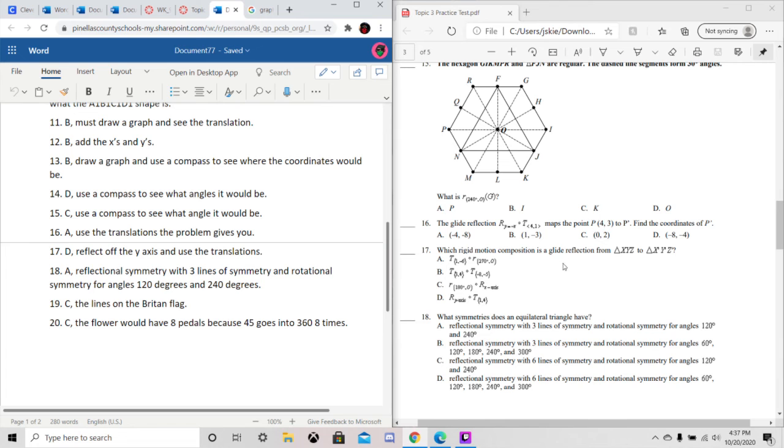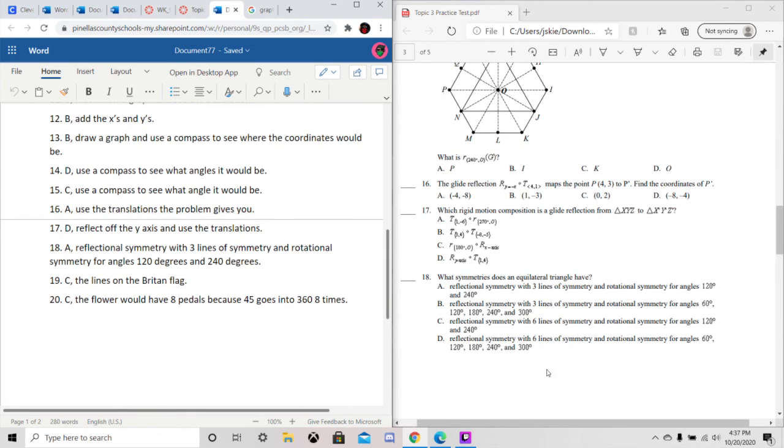So, yeah, that's 16. You can draw a graph. 17. Reflect off the y-axis and use the translations. Which rigid motion composition is a glide reflection from x, y, z to x1, y1, z1? So the answer is D, because it says which rigid motion composition is a glide reflection. So you would reflect off the y-axis. I would just say that and translate.